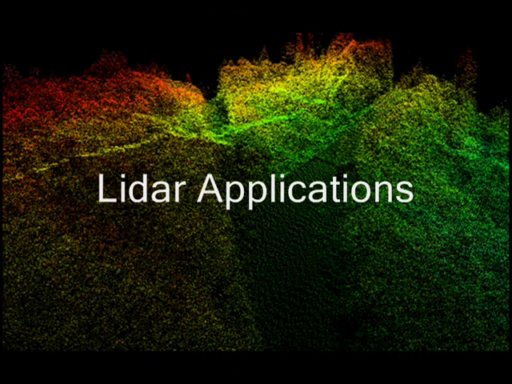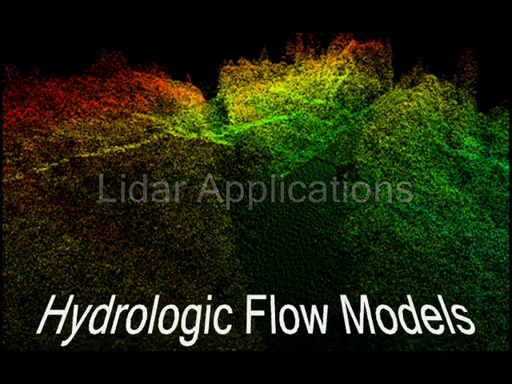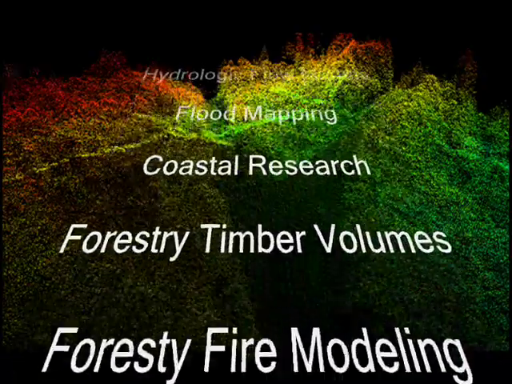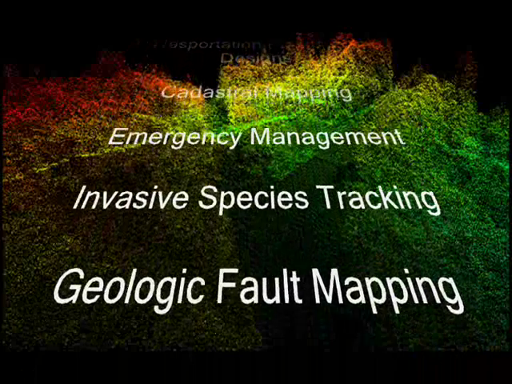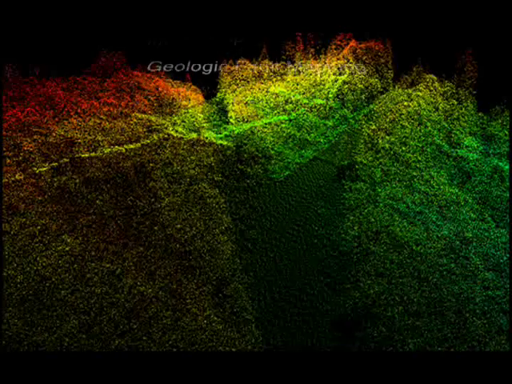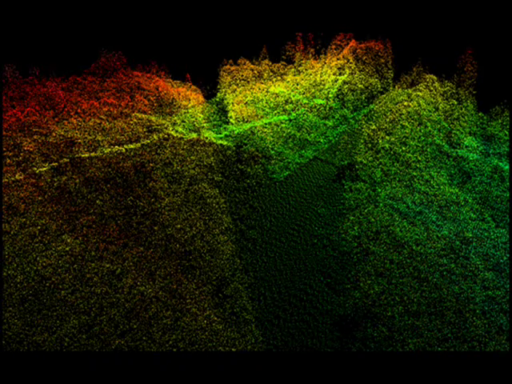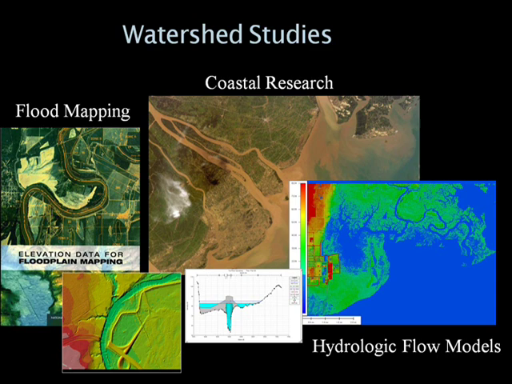LiDAR may be applied to a wide range of projects and fields from flood maps to transportation. These are just a few of the ways in which LiDAR is currently used. New applications for LiDAR data are found regularly. LiDAR data has proven very useful in a number of watershed-related applications, including flood mapping. The LiDAR point density necessary for flood mapping is relatively low, about 5 meters.